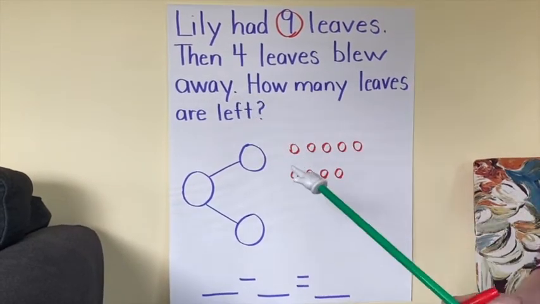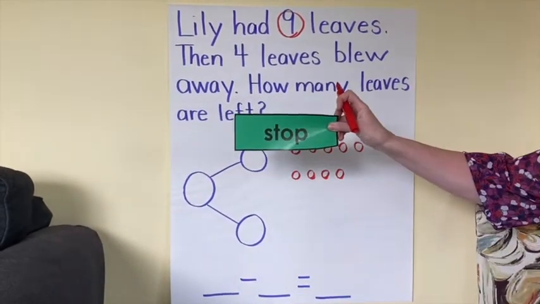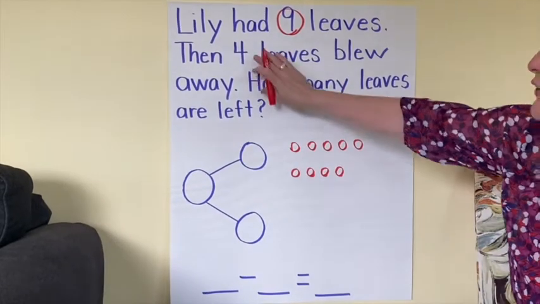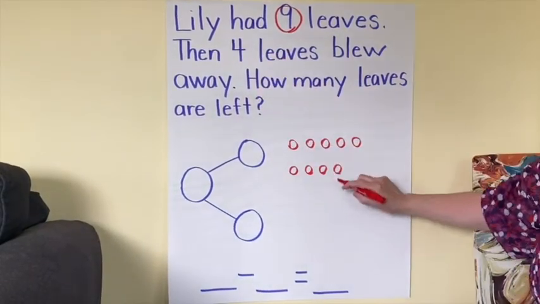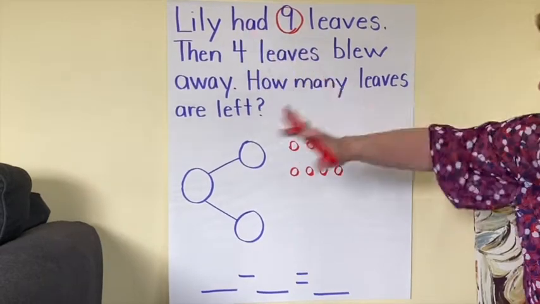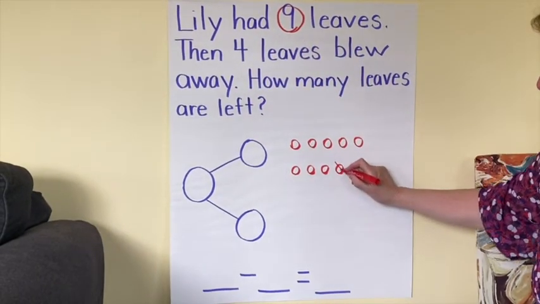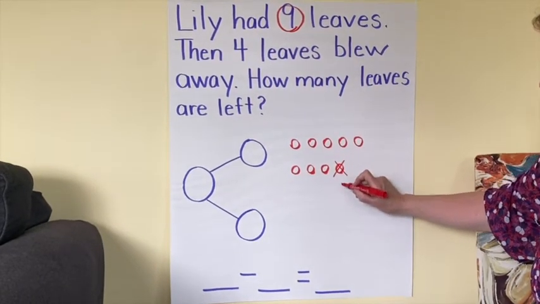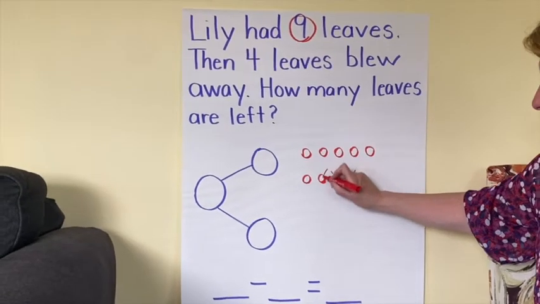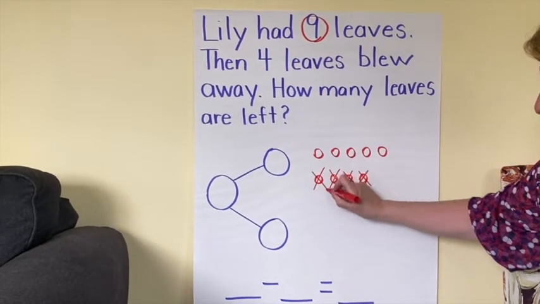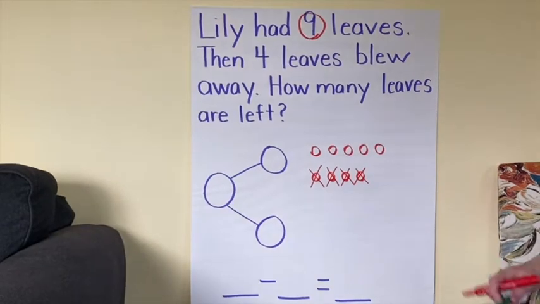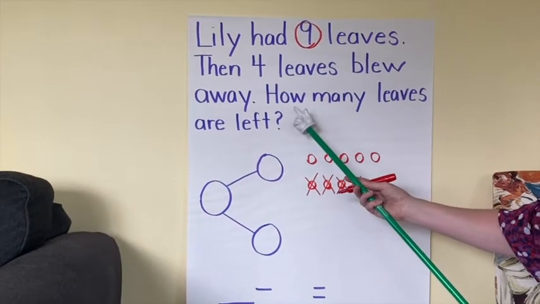Oop, there's that period. End of the sentence. Stop. It gives me some information. So I have now 4 that have blown away. So whoosh, the wind has taken them and blown them away again. So it's subtraction. Take away. 1, 2, 3, 4.